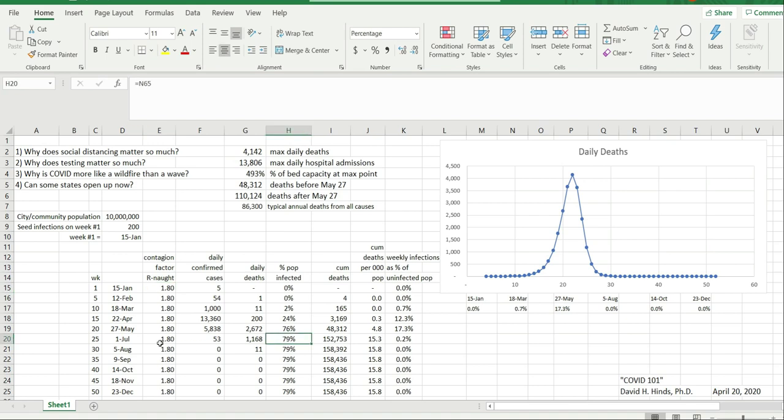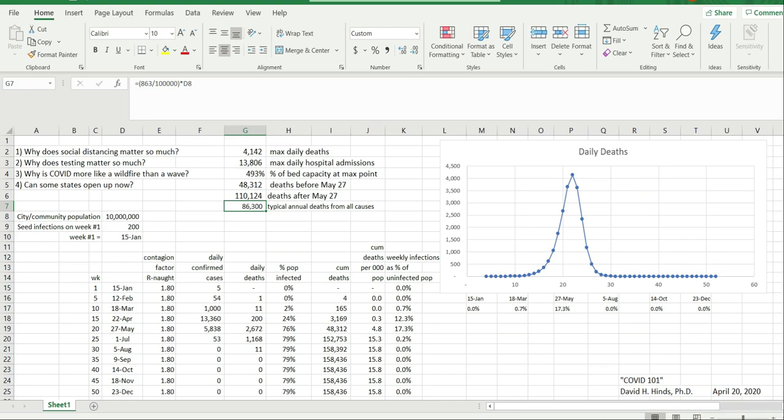By May, 76% of the population has now been infected. Now, that's, of course, a bad thing because those infections are creating deaths. So between the before and after May 27 deaths, we've had 158,000 deaths. That's like twice the normal annual deaths from all causes in New York City.